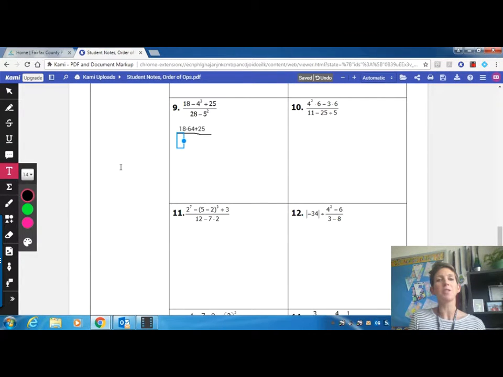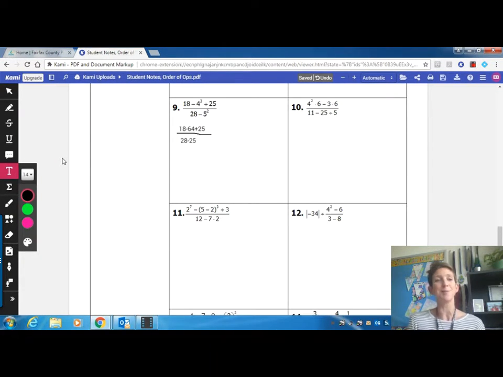And then I'm going to work the denominator, and I see that I have exponents in the form of 5 squared. That would be my first step. So I'll do 28 minus 25. Now we move on to the second step, and it looks like there's no multiplication and division in the numerator or the denominator, so we'll look at the addition and subtraction portion.